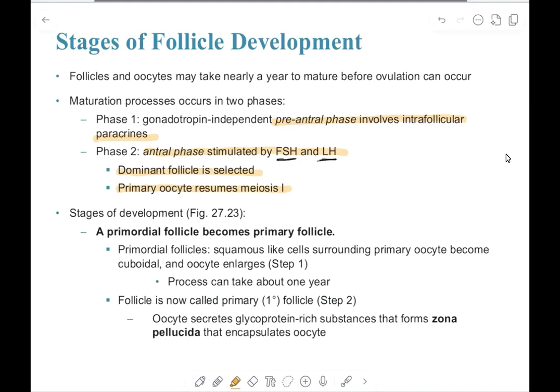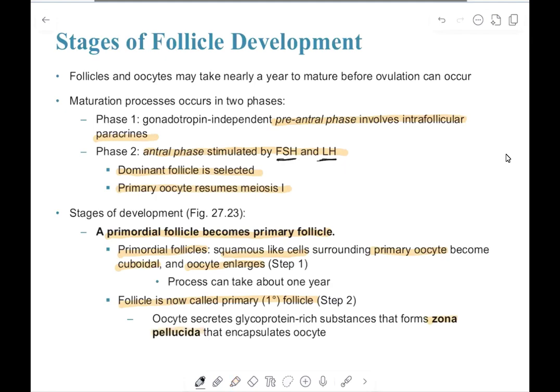So the primordial follicle becomes the primary follicle. The primordial follicle, we know now that that is squamous-like cells surrounding the primary oocyte. The cells become cuboidal, the oocyte enlarges, and then the follicle is now called the primary follicle. And the oocyte secretes this glycoprotein-rich substance that forms the zona pellucida.